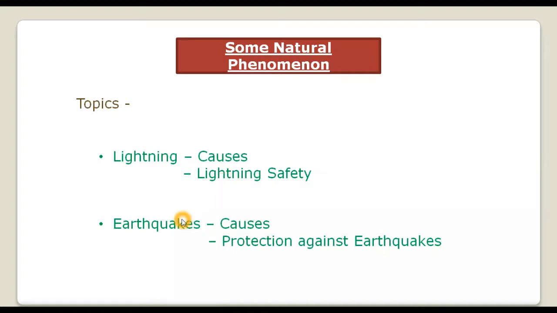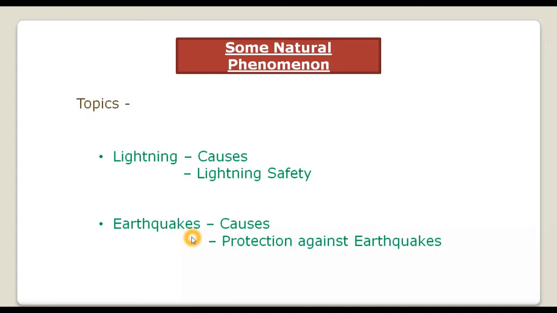Then the second phenomenon which we are going to discuss here is earthquakes. You would have heard about the massive earthquake which took place a couple of months ago in Nepal. It was a very intense earthquake which caused huge destruction in terms of life as well as property. So we will see what causes an earthquake, how we can protect ourselves from it, what are the various ways by which earthquake severity can be measured, and what we conclude out of that. These are the two important natural phenomena which we are going to discuss in this lesson. We'll first start our discussion with lightning.